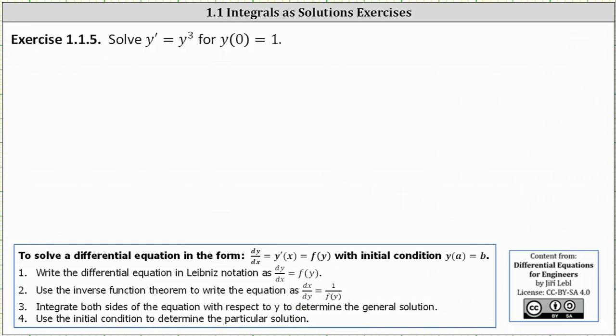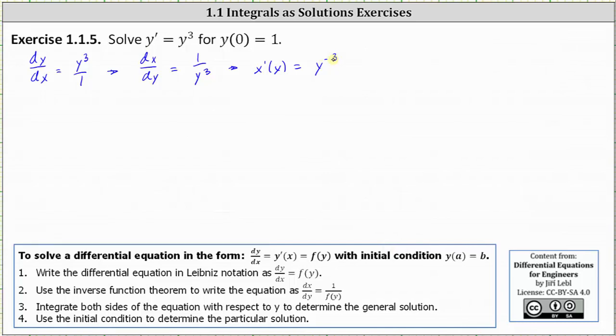The given differential equation can be written as dy dx equals y cubed, or if we want, y cubed over 1. Using the inverse function theorem, we can write an equivalent differential equation as dx dy equals 1 divided by y cubed. If we wanted to, we could also replace dx dy with x prime of y. Let's also write 1 divided by y cubed as y to the power of negative 3.